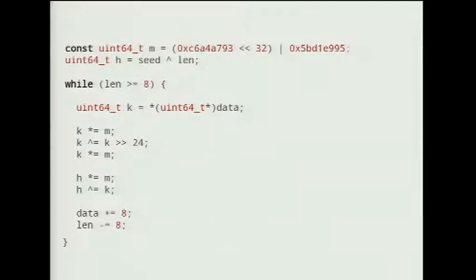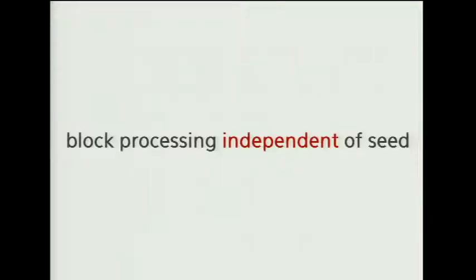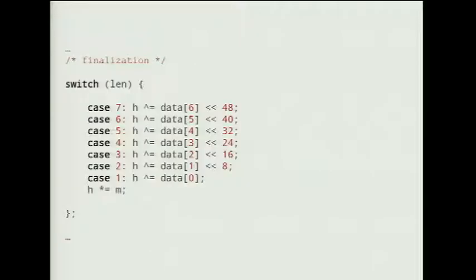And in this while loop, this is where most of the work happens. This is where all the individual message blocks will be processed. So what you immediately notice there is that the seed is only used once, right there at the beginning. And in the rest of the block processing, the seed doesn't appear. So this means that block processing is actually independent of the seed.